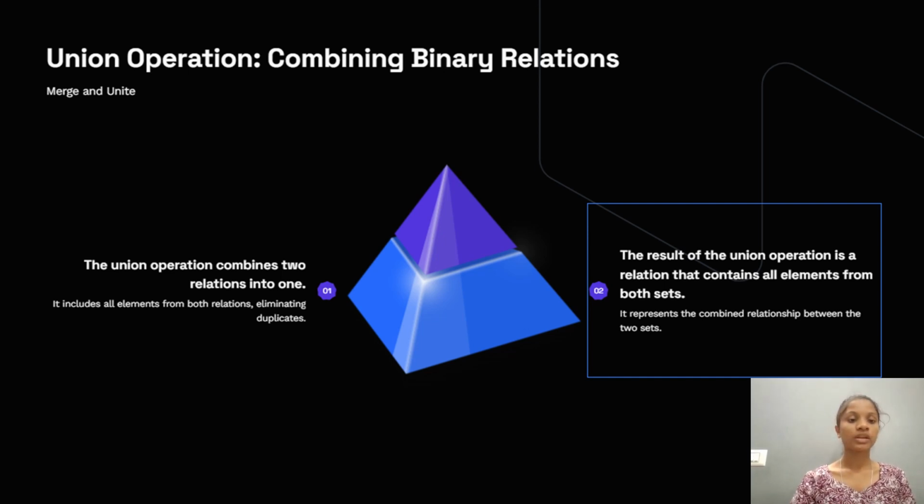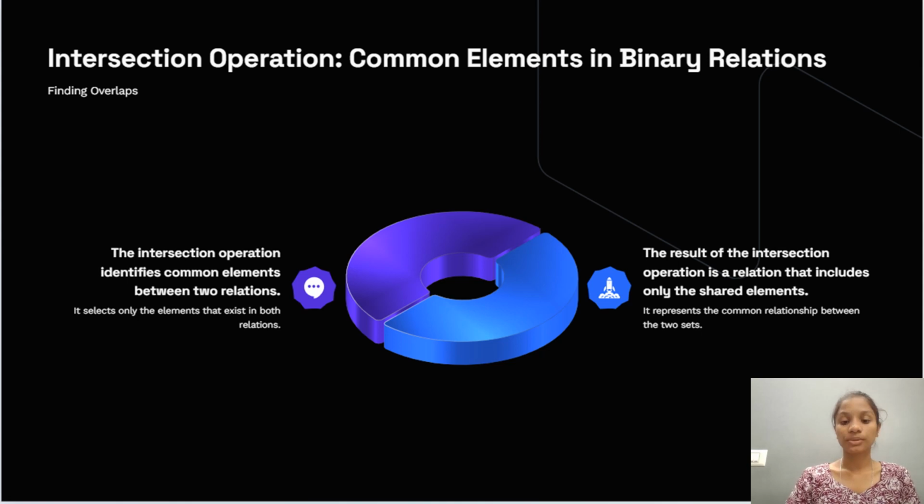Next, intersection operation. What I said is that the intersection operation is nothing but the common elements from both the tables. Okay, now let us look into the definition.